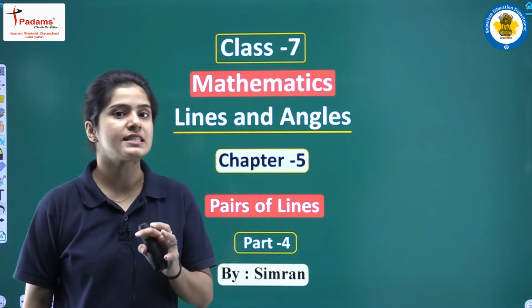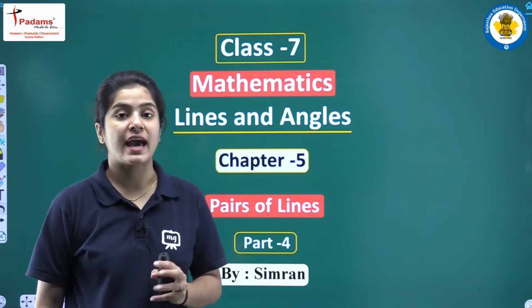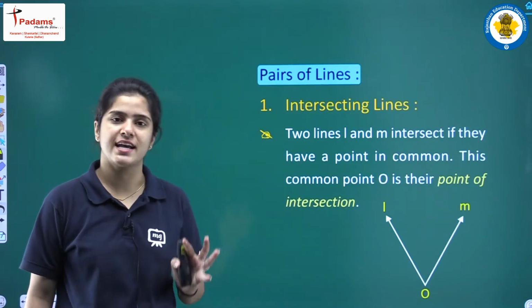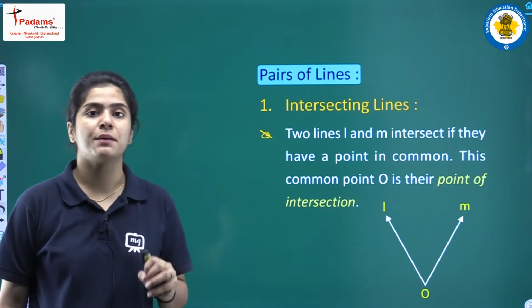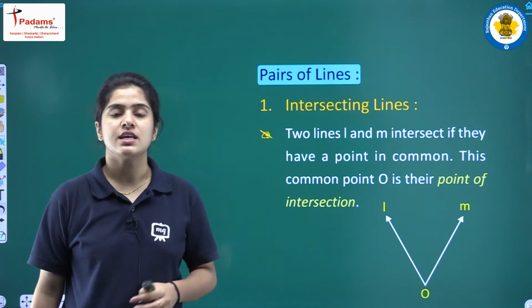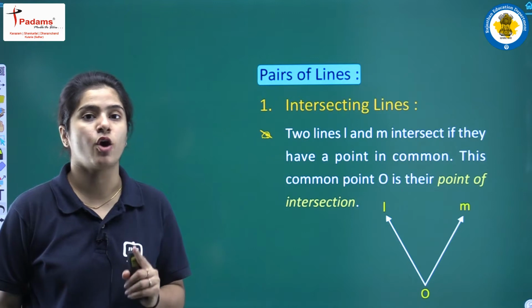And students, in this exercise we are going to learn about some more concepts. So have a look at the new concepts. What are the new concepts of exercise 5.2? First of all, we will be talking about intersecting lines. What are intersecting lines, students? Intersecting lines are the lines that are intersecting at a common point.